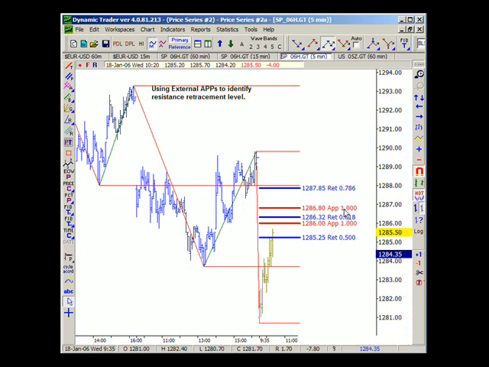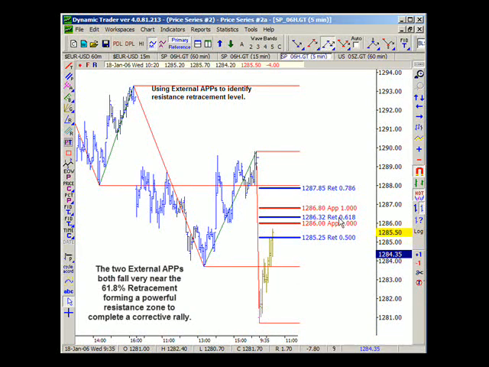And where do these projections fall? Well, they surround the 62% retracement. So they're closest, both of them are closest to the 62%, not the 50, not the 78.6%. So more than likely, if this market is making a corrective rally, it's going to find its resistance right in this zone of the 200% alternate price projections which surround the 62% retracement.